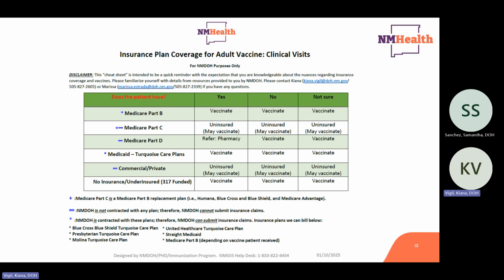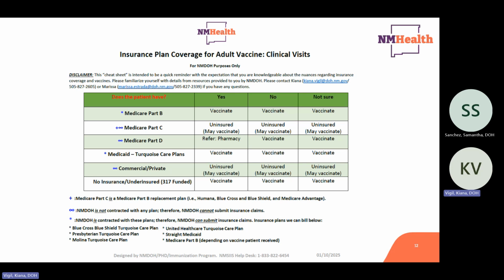We've also received questions regarding insurance plan coverage and adult vaccination. This table helps indicate whether to vaccinate or bill a patient based on their insurance plan, and I'll briefly explain how to navigate it. So where you would start is with the red question. Say the patient has a Medicaid plan. So does the patient have Medicaid? You would find the insurance plan name. So Medicaid, and then if it's yes, you may vaccinate. No, you may still vaccinate. Not sure, you can still vaccinate.